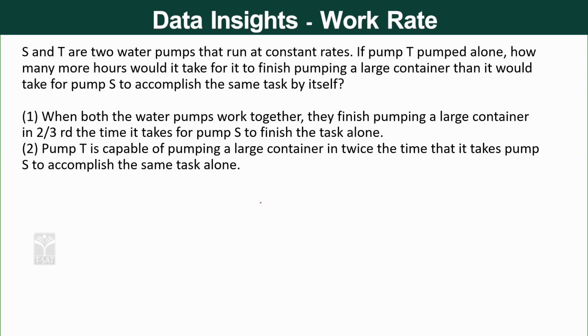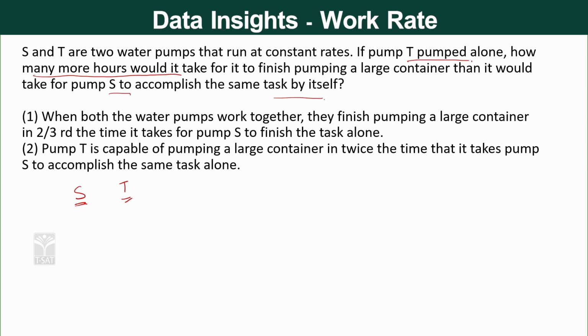Let us look at the next question now. S and T are two water pumps that run at constant rates. If pump T pumped alone, how many more hours would it take for it to finish pumping a large container than it would take for pump S to accomplish the same task by itself? Okay, there are two pumps, S and T. We need to find the difference in the hours taken by the two pumps to accomplish the task by themselves.